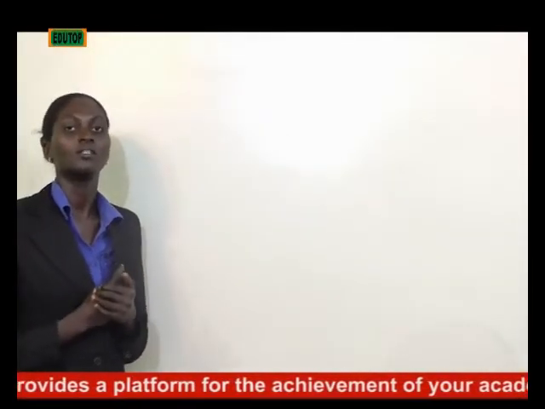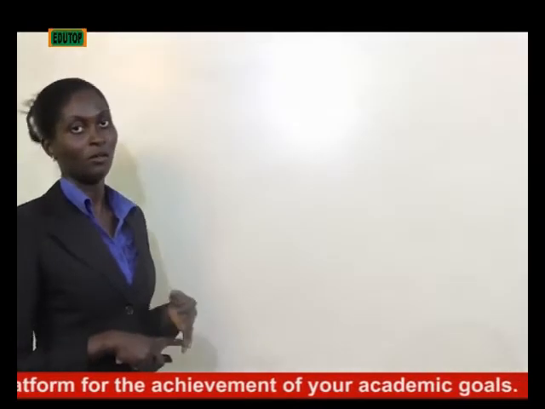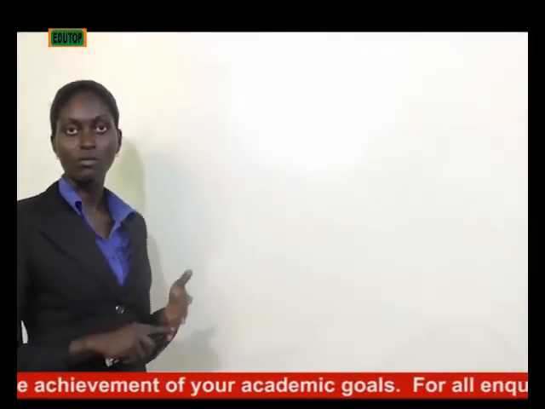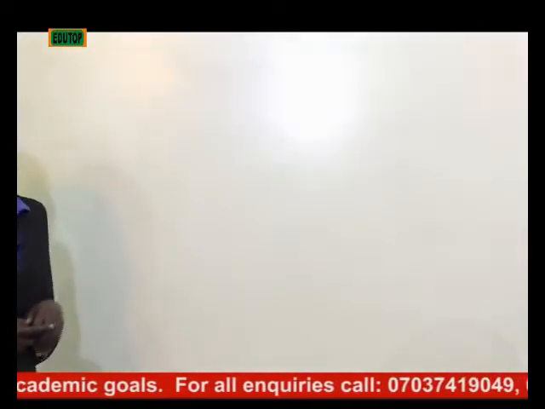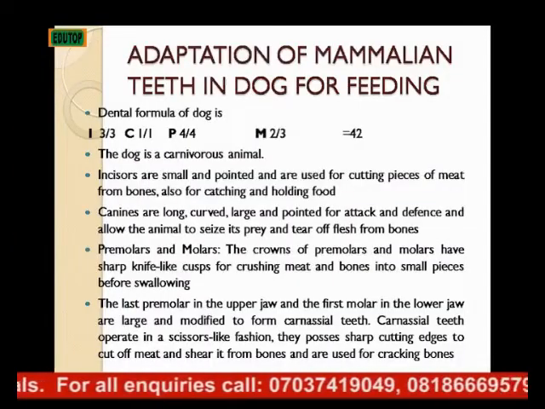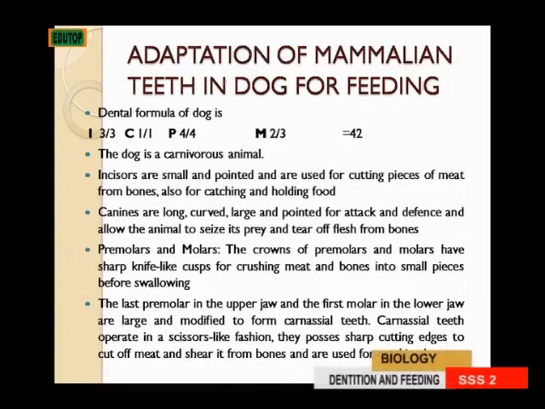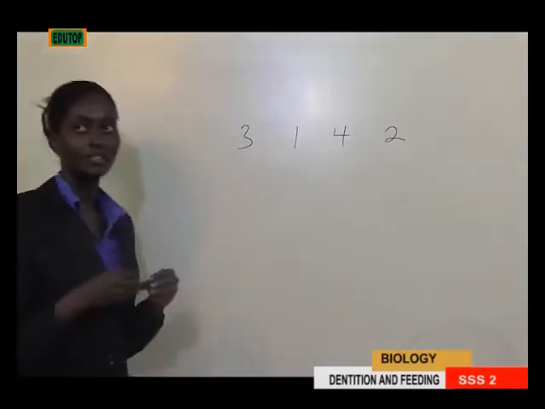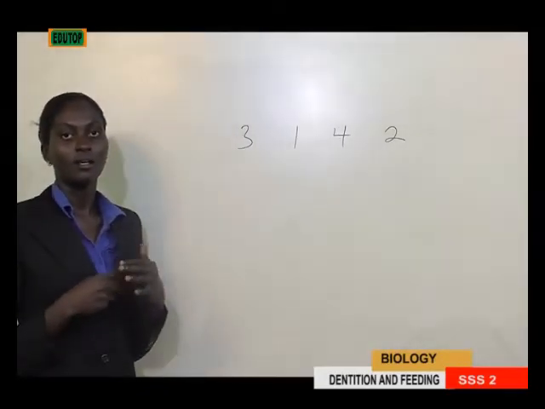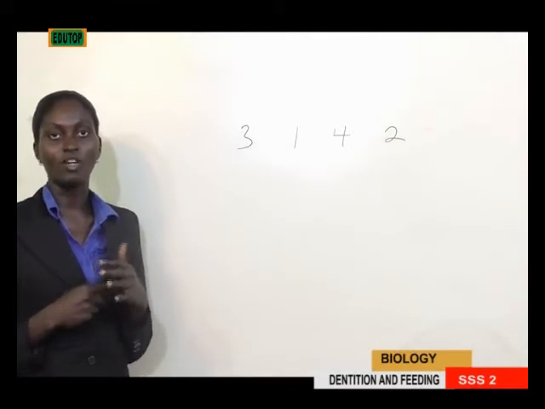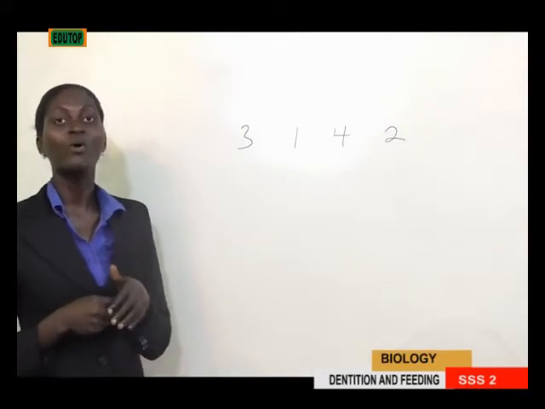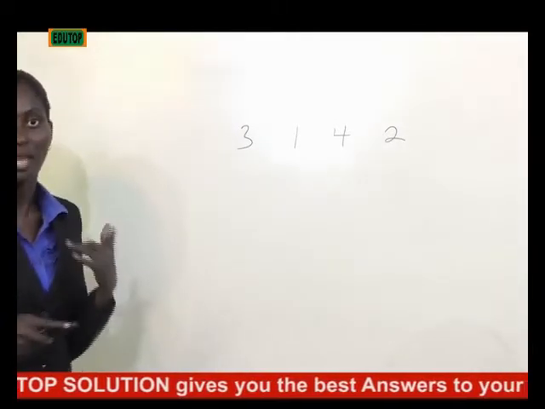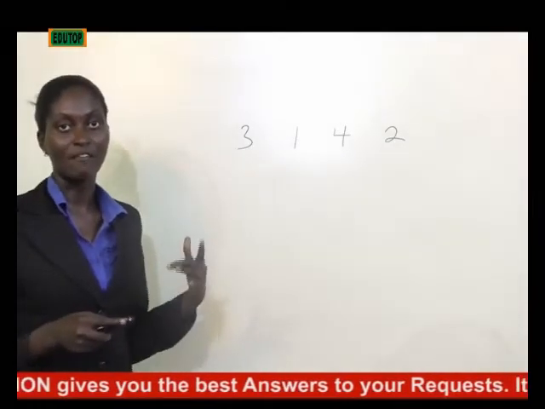Having talked about dentition in man, which is an omnivore, and in rabbit, which is a herbivore, we want to talk about dentition in dog, which is a carnivore. So the dental formula for dog is 3142. But also in dog, the number of teeth at the upper jaw is not the same as what we have in the lower jaw, and that occurs only at the premolar. So you have an extra premolar in the number of teeth that you find in your dog.